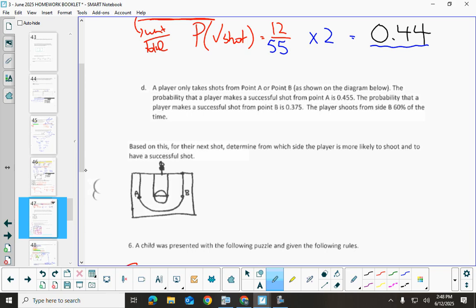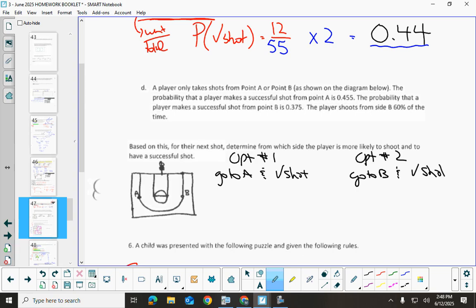So you've got 2 options. Option number 1 is they shoot from A. So they go to A and they make the shot. Option number 2 is they go to B and they make the shot. So this is similar to the other question about the golfer, who has a good second shot.